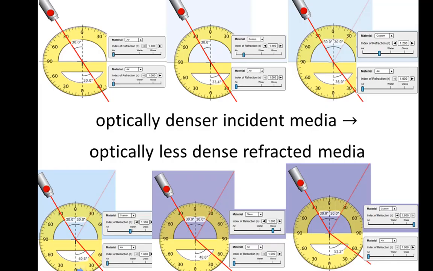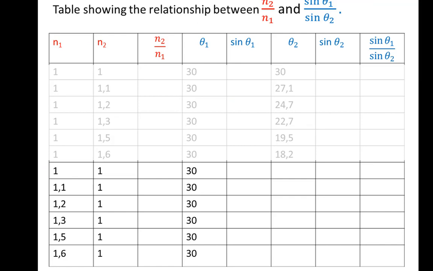So we put this data into our table. First of all, just remember that N2 was now controlled as air, with the refractive index of air being 1, and we varied what the incident medium was, and therefore N1 varied between our treatments. In all cases, we used an angle of incidence of 30 degrees, and these were the measurements that we took.